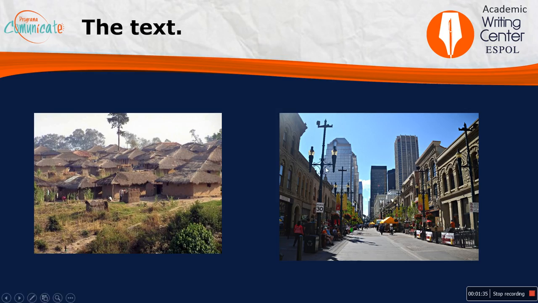So if you look at these pictures, where do you think these places are? Pause the video a moment to think. So the picture on the left is a village in West Africa, and the picture on the right, that's a street in the city of Alberta in Canada.